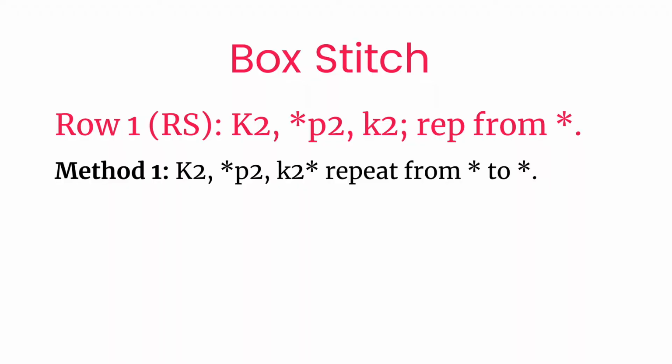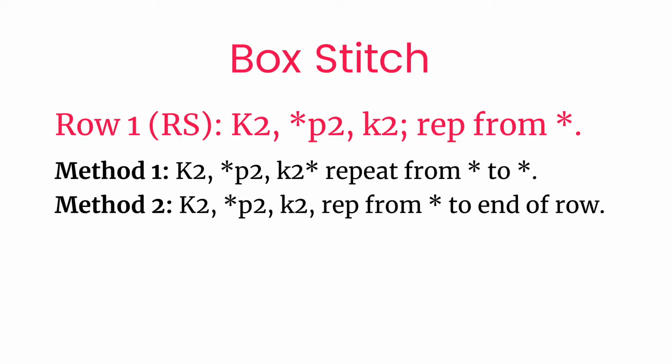So we continue purl 2, knit 2, purl 2, knit 2 until we get to the end of our stitches. But this could actually be written a handful of different ways and still produce the same result. We'll use row 1 as our example. Here's the first alternate method that you could use. You can see we're still using our little asterisk symbol, but this time it's telling us repeat from the first one to the second one, and it has the stitches in between that will be repeated.